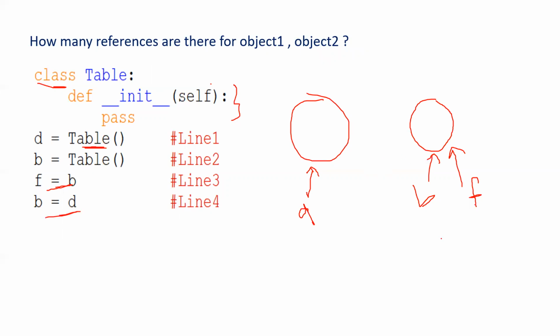B equal to D, which means now B will change its pointing to the first object. Now observe how many references for object 1. There are 2 references, D and B. How many references for object 2? There is only one reference, that is F. Okay. So the output will be 2 comma 1. Here you need to observe a point that whenever you assign references, no new objects will be created. Only just the references will be reassigned.